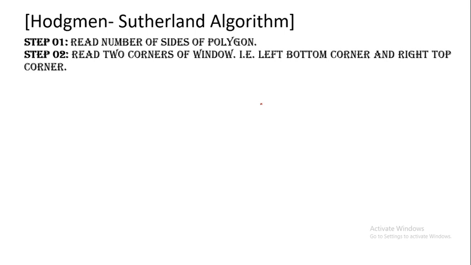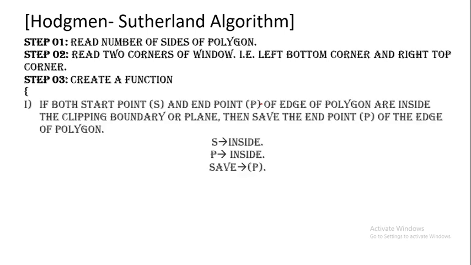The sequence should be left, then top, then right, and then bottom, either in clockwise or anti-clockwise sequence. And third step, step number three of this algorithm: you have to create one function. Function means you have to call this function a number of times. So we can create the function.